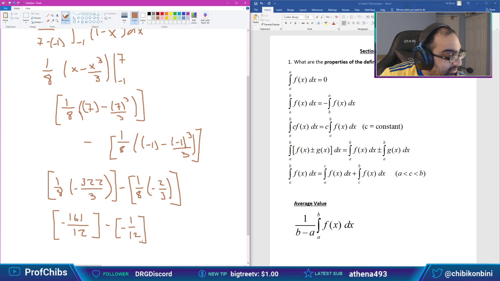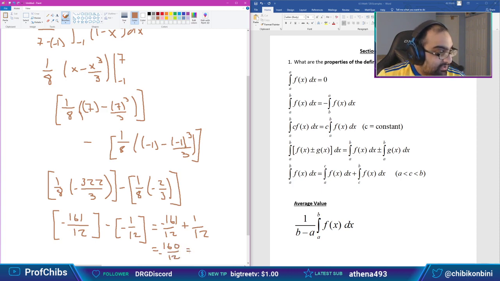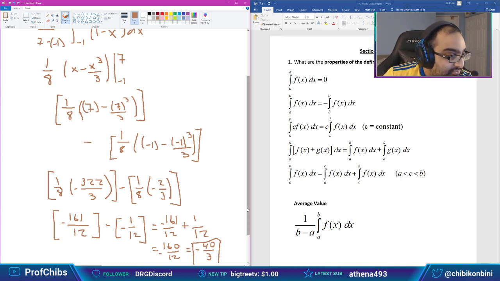We get negative 161 over 12 plus 1 over 12 due to the sign change. That's negative 160 over 12. And I wonder what that equals. Let's do that. Lots of reducing going on. So finally we get our answer here of negative 40 over 3. Okay. And that's our final answer for that particular problem.